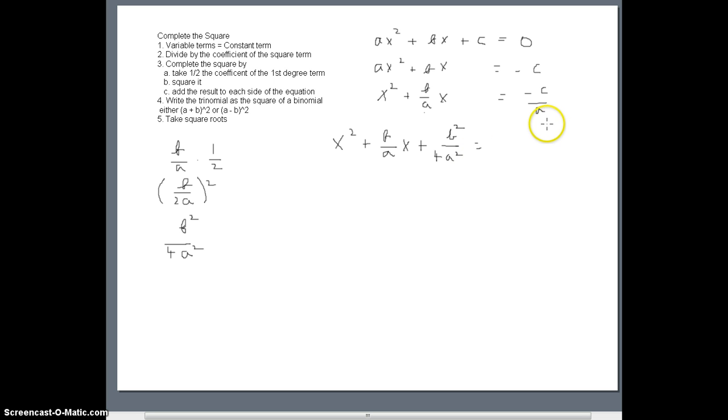I will need a common denominator. The common denominator will be 4a squared, so I'll multiply negative c over a by 4a over 4a. And then add the result from completing the square.